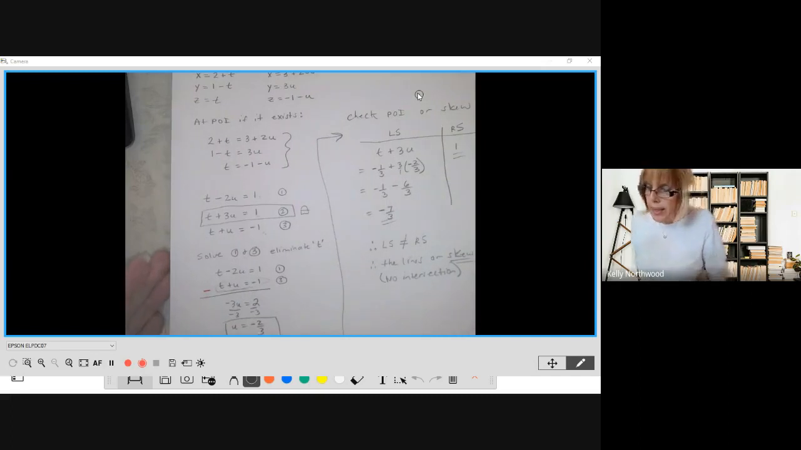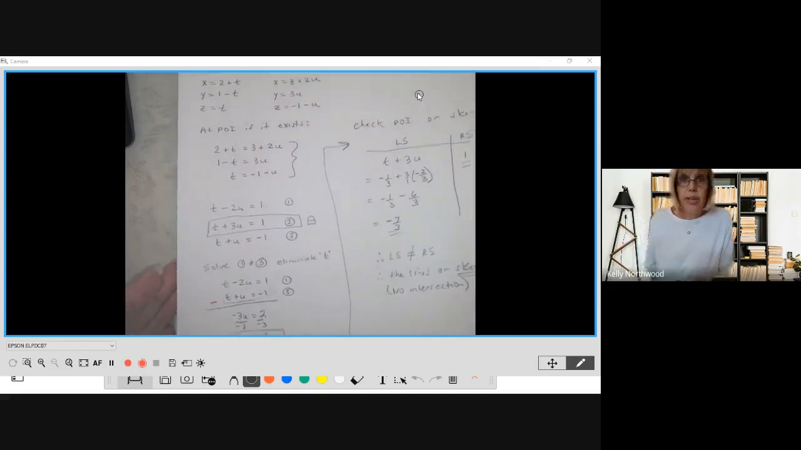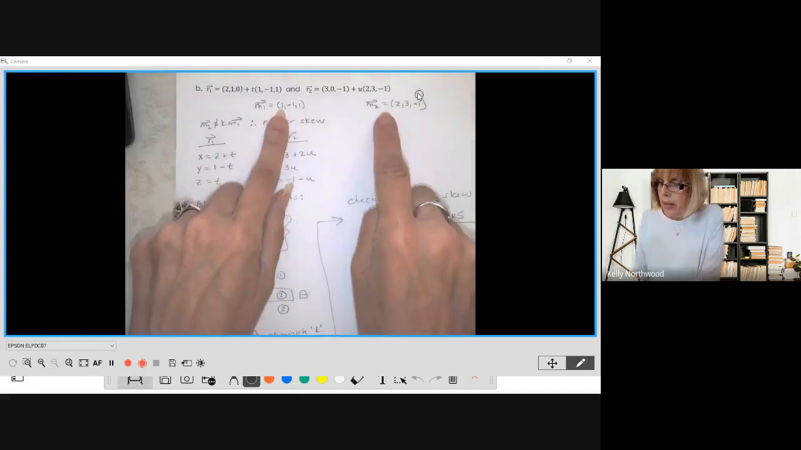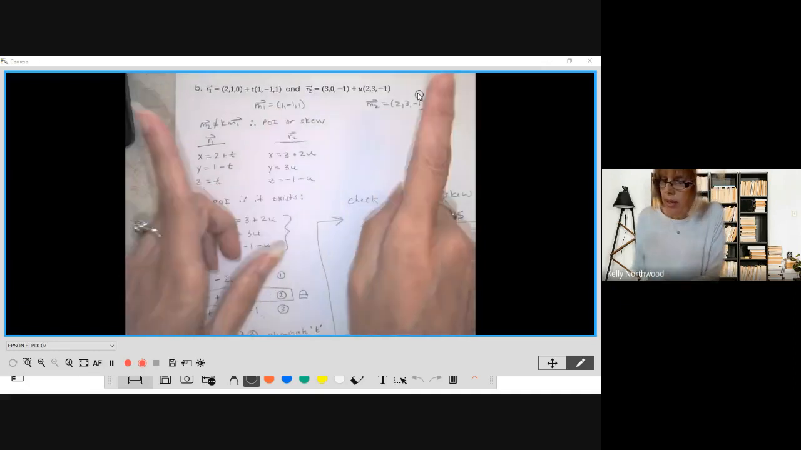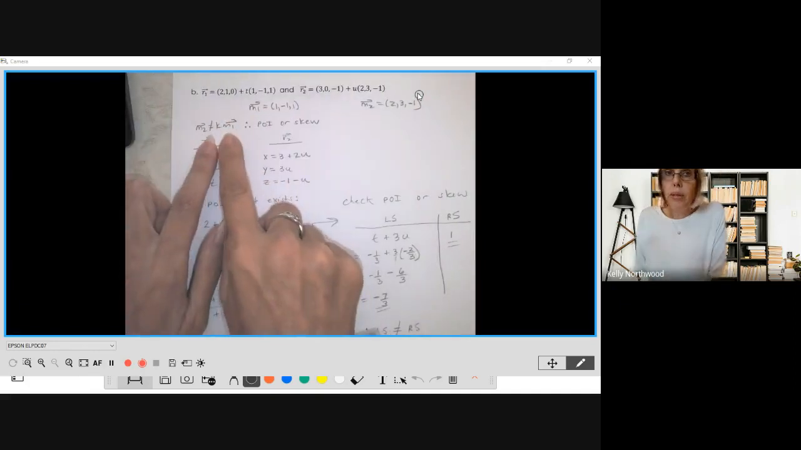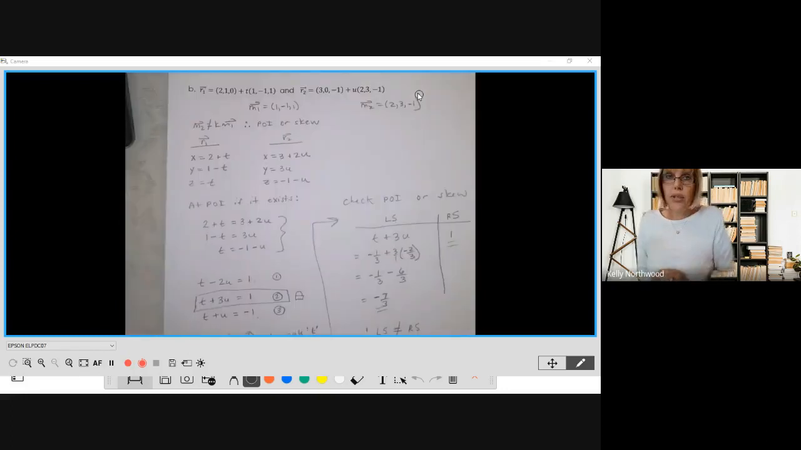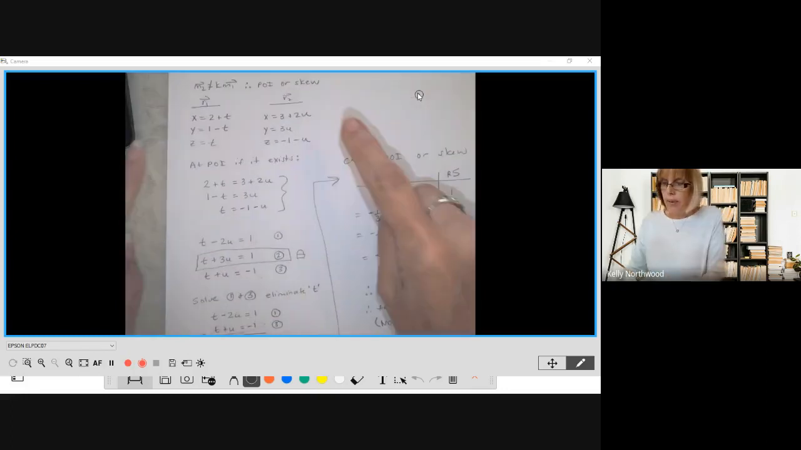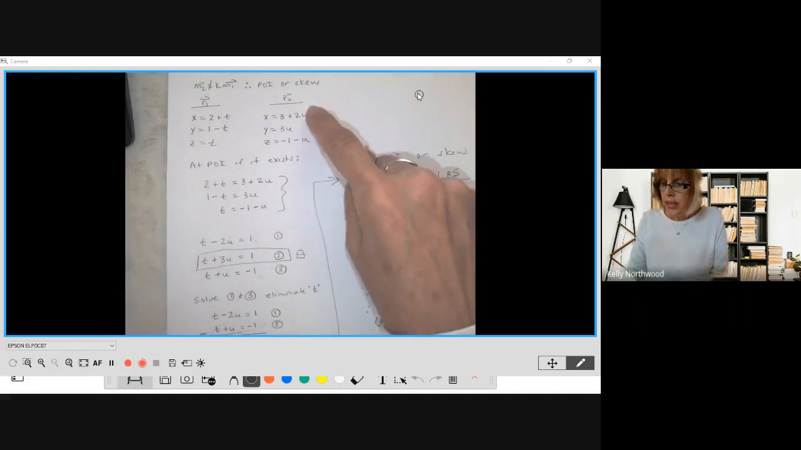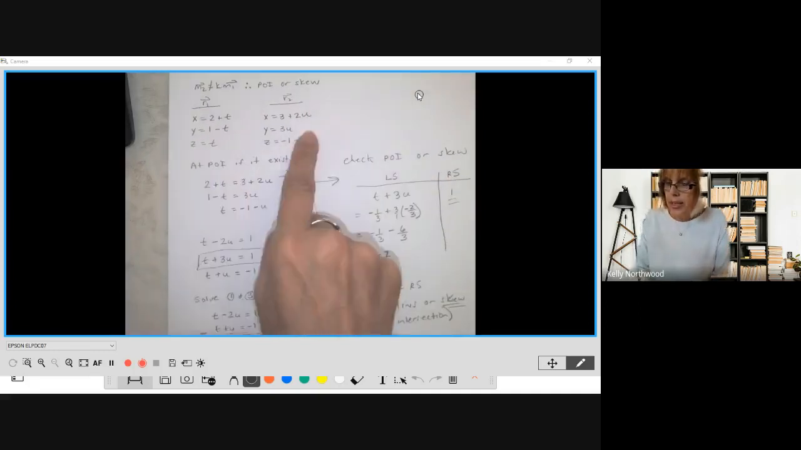So again, I'm going to recap here what we did, and then I'll see if there's any questions. So we compared the direction vectors. They were not scalar multiples, so we know we had a point of intersection or skew lines. We found the parametrics for each using a different parameter. So one has t, one has u.